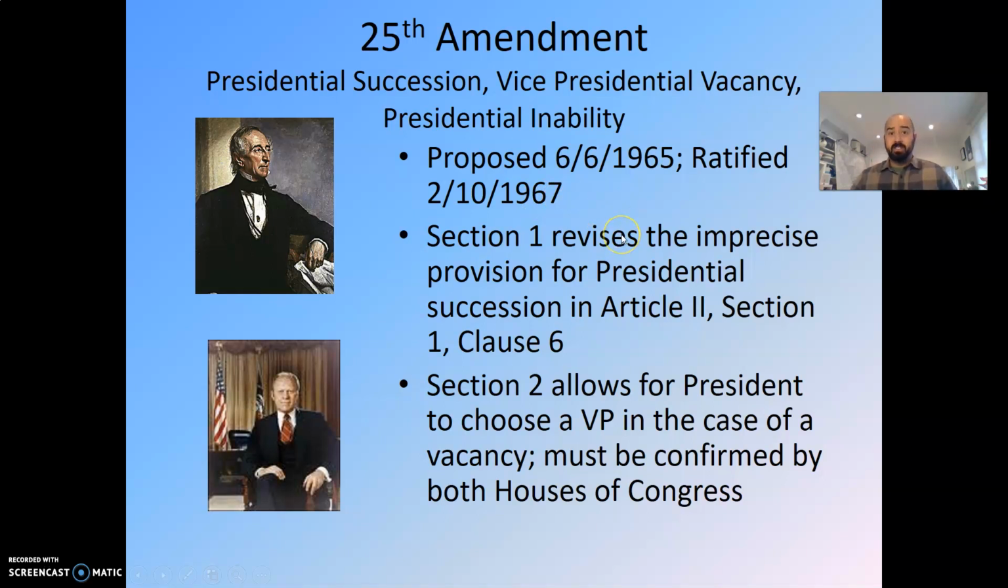When Richard Nixon's vice president, Spiro Agnew, resigned amid scandal, he appointed Gerald Ford to be his new vice president. And then when Nixon resigned amid scandal and Gerald Ford became president, President Ford appointed Nelson Rockefeller to be his vice president.